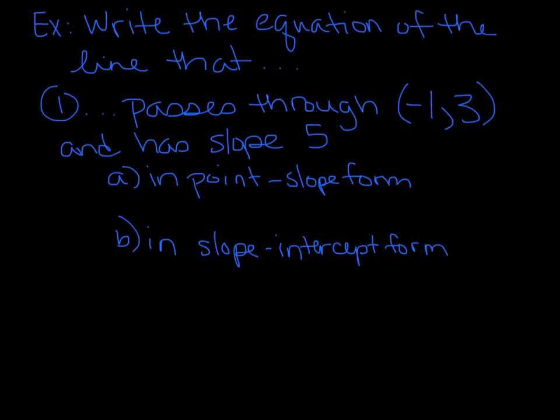So we're going to do an example that involves both point-slope form and slope-intercept form. We're going to write the equation of the line that passes through negative 1, 3, and has slope 5. So in point-slope form, this is actually very easy. You have the formula, but I'm going to rewrite it just for the sake of this problem.